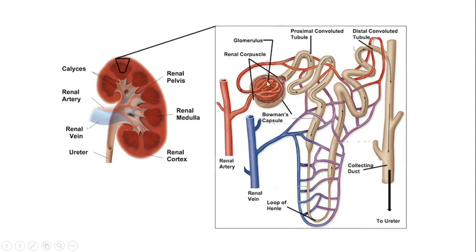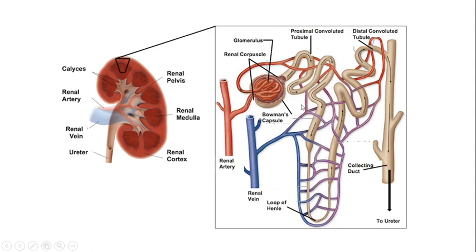So what are the parts of the nephron? We have the Bowman's capsule, and then the Bowman's capsule opens into the kidney tubules. So you have the proximal convoluted tubules, loop of Henle, distal convoluted tubules, and the collecting ducts. So inside the Bowman's capsule, there is a capillary plexus. This is called the glomerulus or the glomerular capillary plexus. Then surrounding the kidney tubules, you have another capillary plexus. What is that? That is the peritubular capillary plexus.